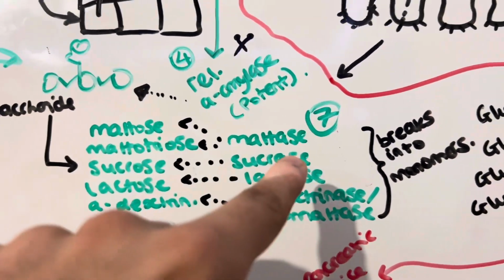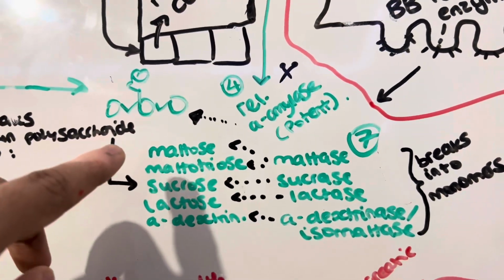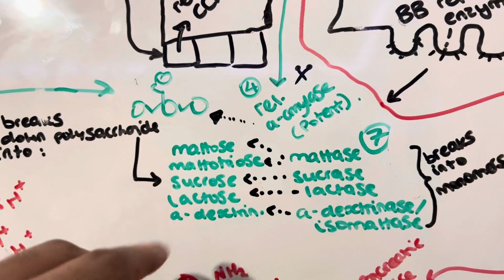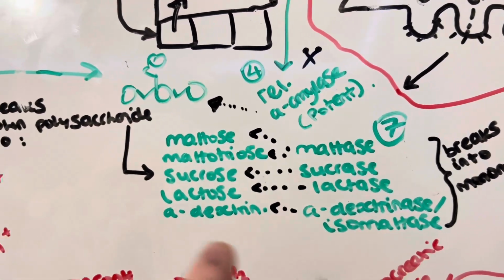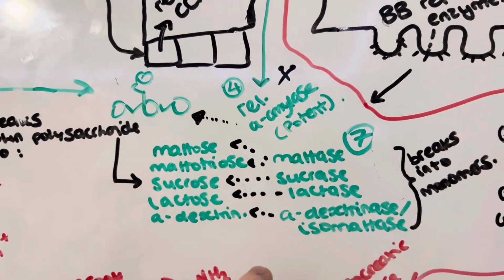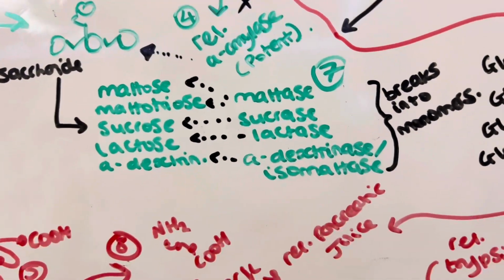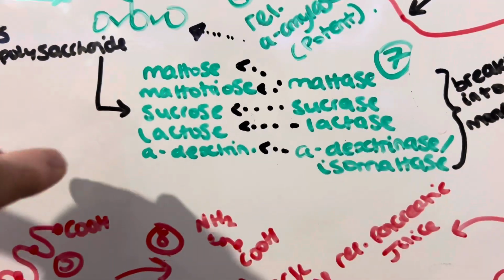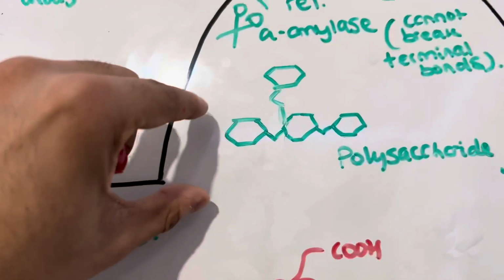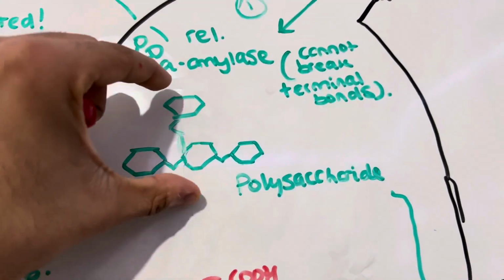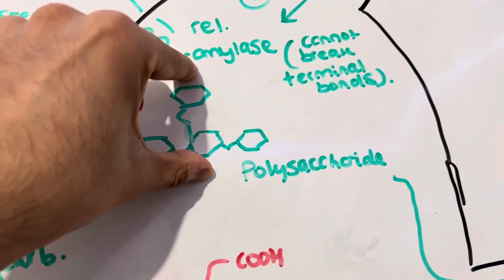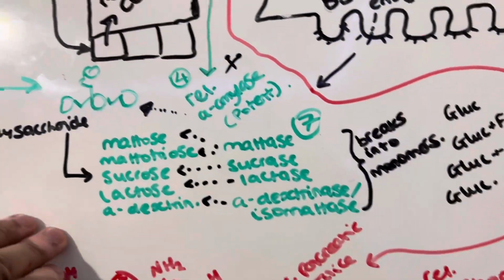So our maltase, the enzyme, works on our maltose and our maltotriose. Our sucrase works on sucrose, lactase on lactose, and alpha dextrinase, also known as isomaltase, works on our alpha dextrin. In case you don't know, alpha dextrin just looks like this. So if we remove this and remove that, it's just like this molecule here, this disaccharide. Anyway, that's step 7 finished.